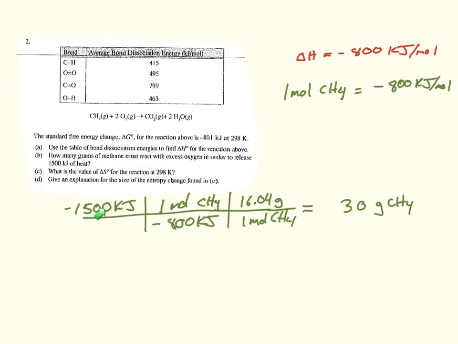We start with our negative 1500 kilojoules, and the reason it's negative is because they're still saying that this is releasing the heat, so I'm going to use the negative sign. This is our energy conversion factor. I make sure my units cancel. I convert kilojoules to moles, moles to grams, and it took 30 grams of methane in order to release that much heat.